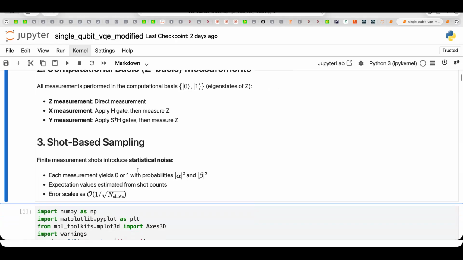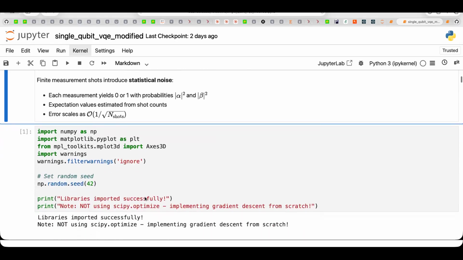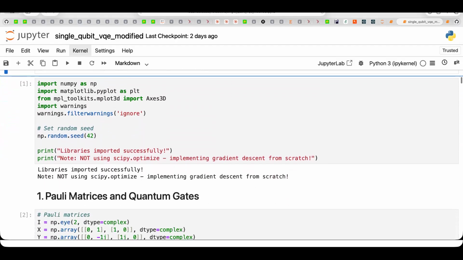And then we do something which is called shot-based sampling for measurements. Finite measurements introduce a statistical noise, a statistical error. Each measurement which we do yields either 0 or 1 with probabilities alpha squared and beta squared. And then we simply count the number of times we get zeros and ones. The expectation value is then estimated from the number of measurements. And we are going to get an error which scales like 1 over the square root of the number of shots, if we calculate the standard deviation.